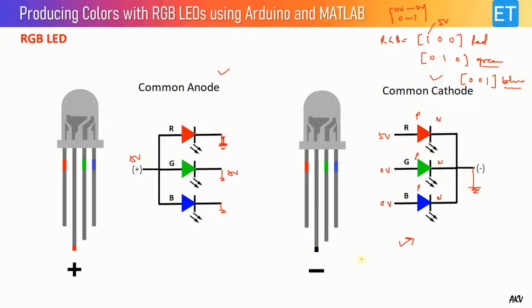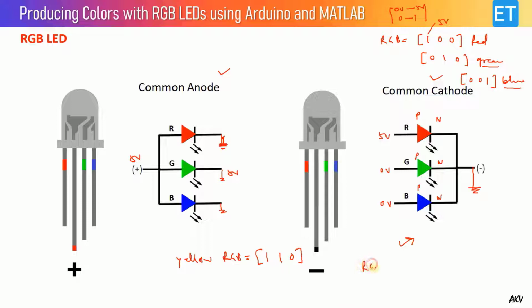Suppose you want to create the yellow color. So what will be the RGB value? Obviously you have to switch on red and green simultaneously, and blue should be switched off. So your red is on, green is on, and blue is switched off. So this will create yellow.